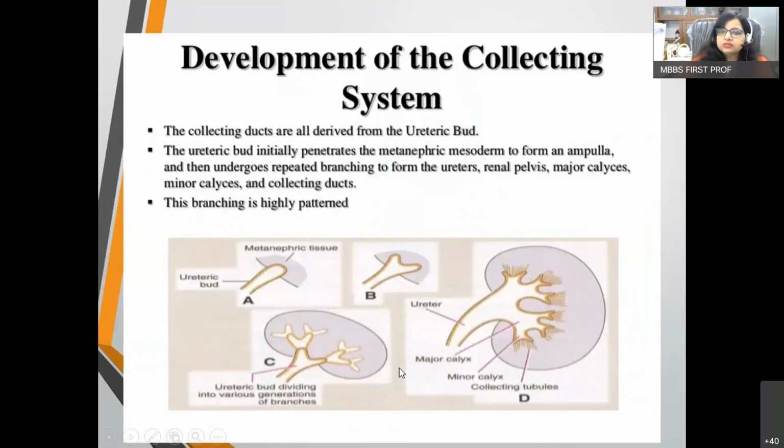So the collecting system is basically derived from the ureteric bud, and division takes place. Multiple divisions occur. This is the ureteric bud. When it comes in contact with the metanephric tissue, it undergoes repeated branching patterns. And these repeated branchings give rise to ureter, renal pelvis, major calyx, and minor calyx, along with the collecting ducts or the collecting tubules. See, this is how the branching is there in the collecting system.